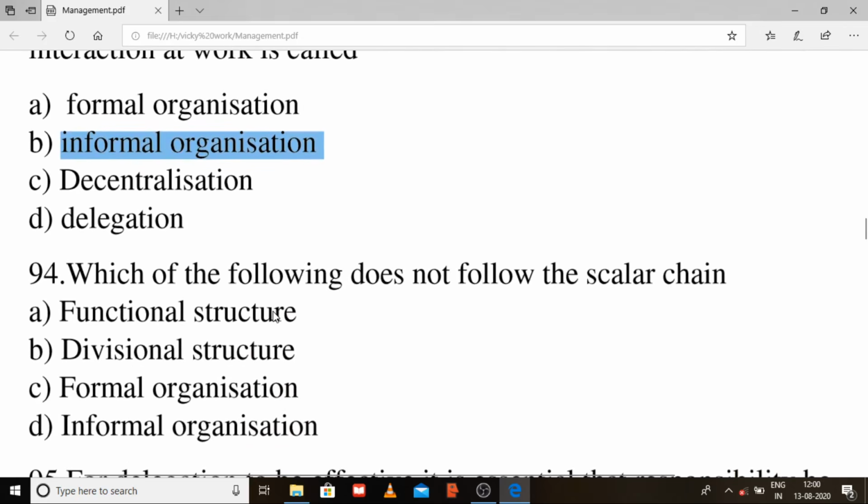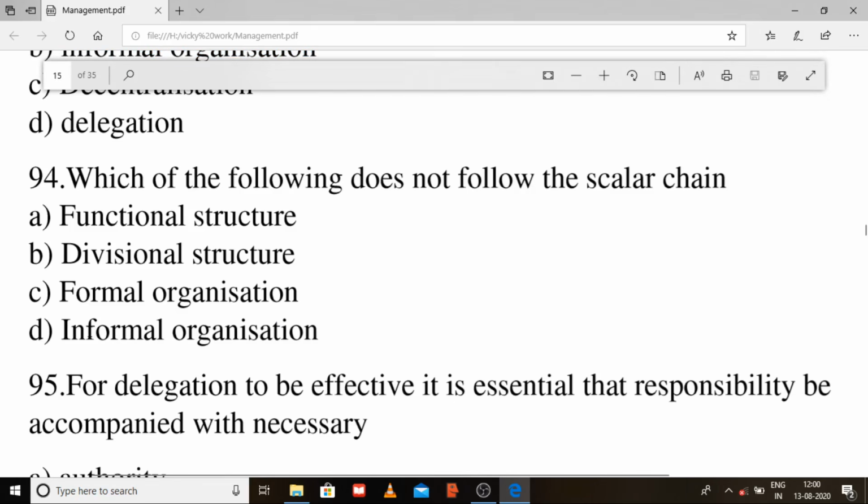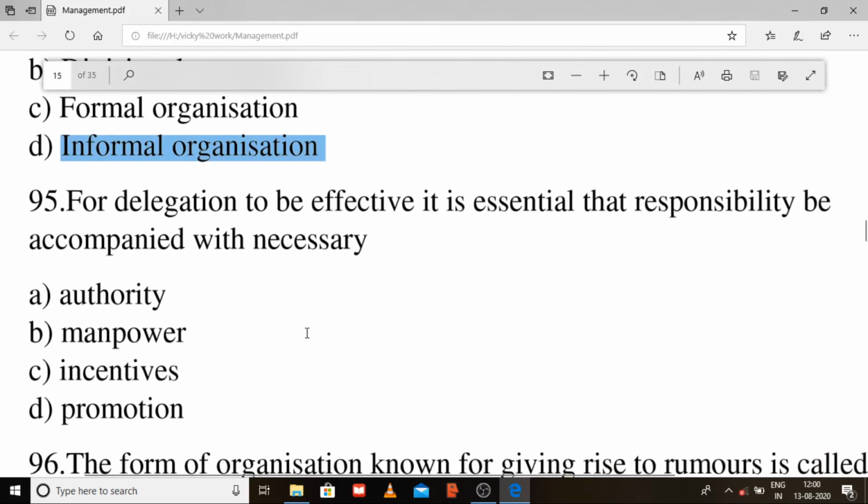94. Which of the following does not follow the scalar chain? Obviously, informal organization again. Option D is the right answer. 95. For delegation to be effective, it is essential that responsibility be accompanied with necessary authority. Authority is the answer.